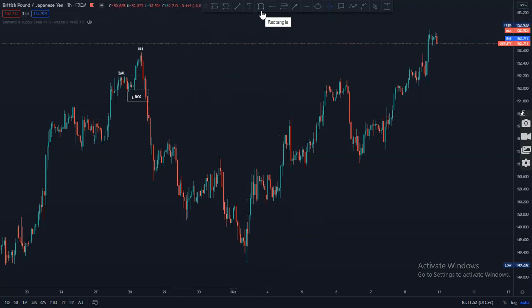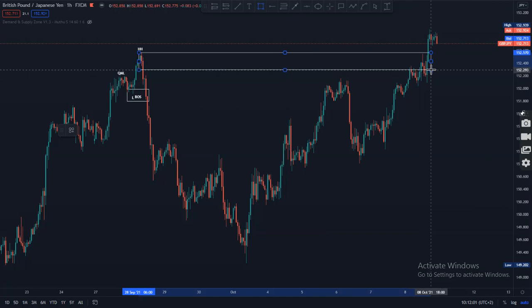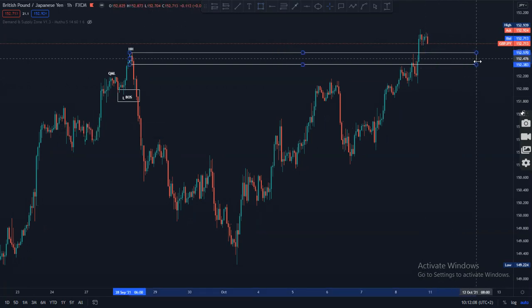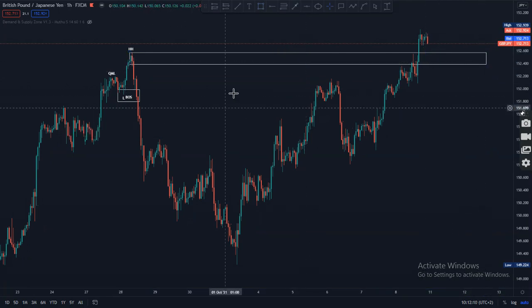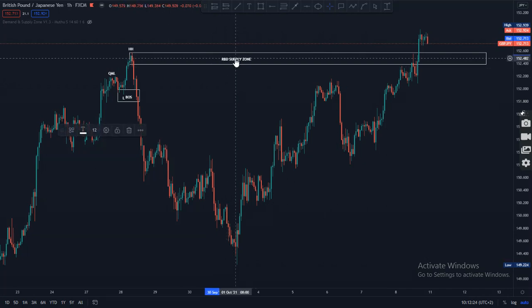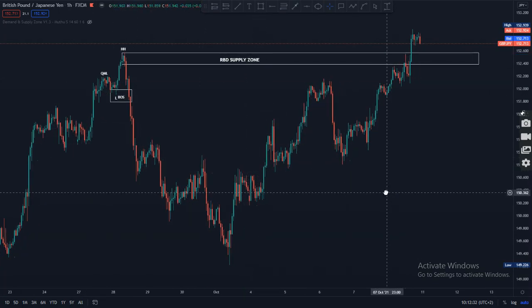We find our fresh supply zone. Our supply zone was somewhere here. That was our supply zone, that's where we're waiting for price to drop from. This was our idea, and what else did we have? We call this a rally based drop supply zone, the rally based supply zone. That was our rally based supply zone.